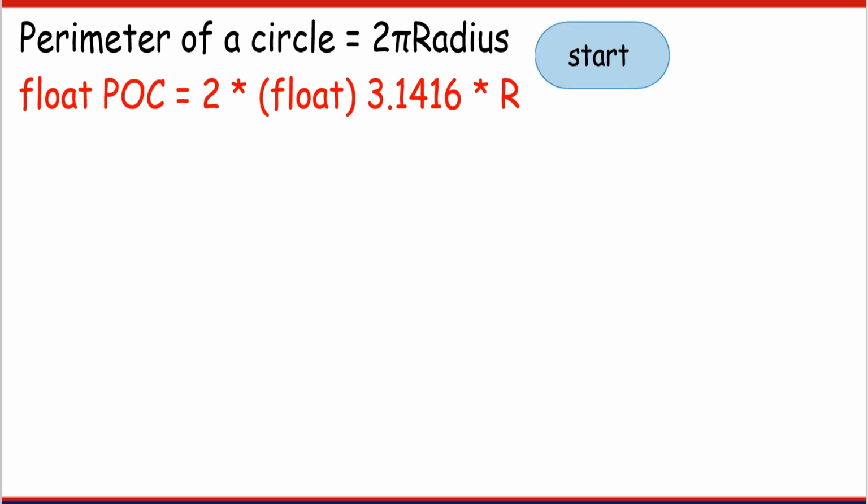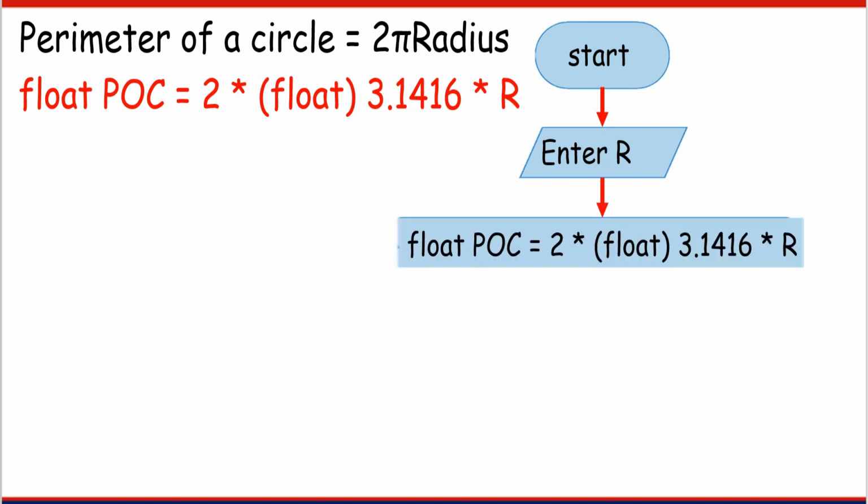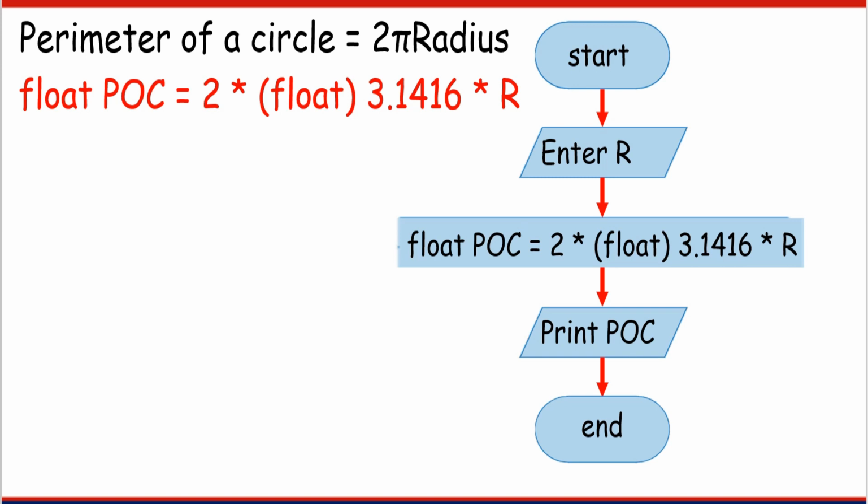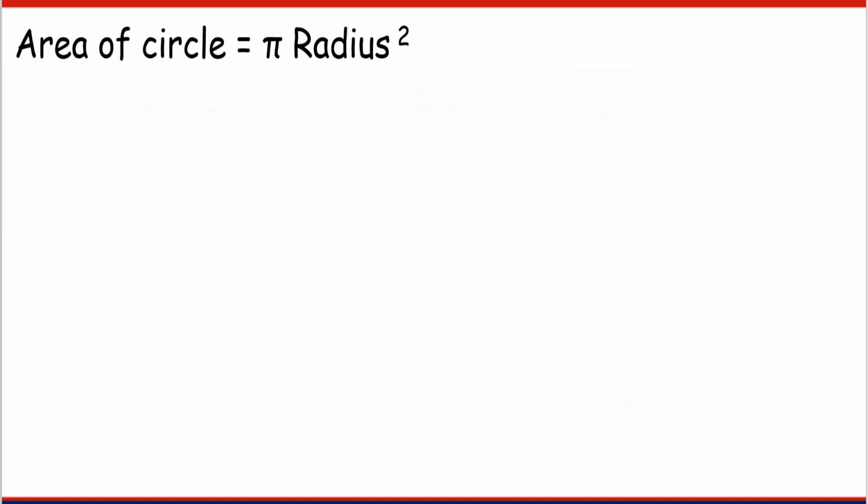We will begin again with a start symbol. R is the only variable on the right side of the equal sign, that's why we have enter R. Then, copy the formula and write it inside the process symbol. After that, print the variable on the left side of the equal sign. Then write the end symbol to end the flowchart.